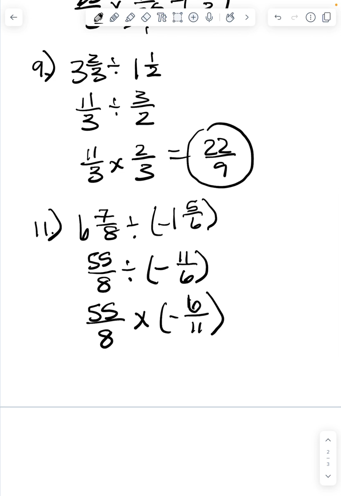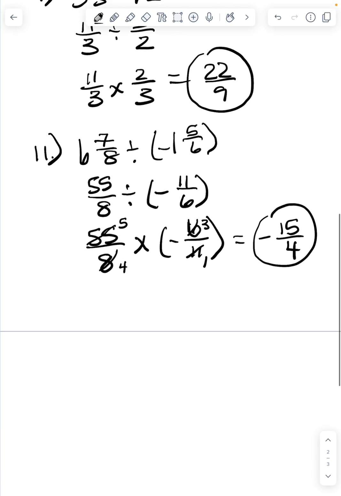Okay, if there's any canceling that can happen here, we got 11 divided by 11 is 1, and 55 divided by 11 is 5. We also have 6 and 8. They both cancel by 2. So 6 divided by 2 is 3. 8 divided by 2 is 4. So this is going to get us negative 15 over 4. Okay.